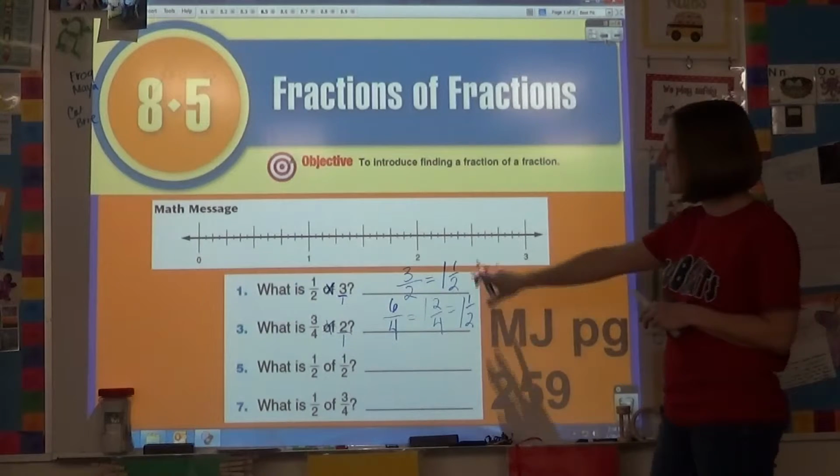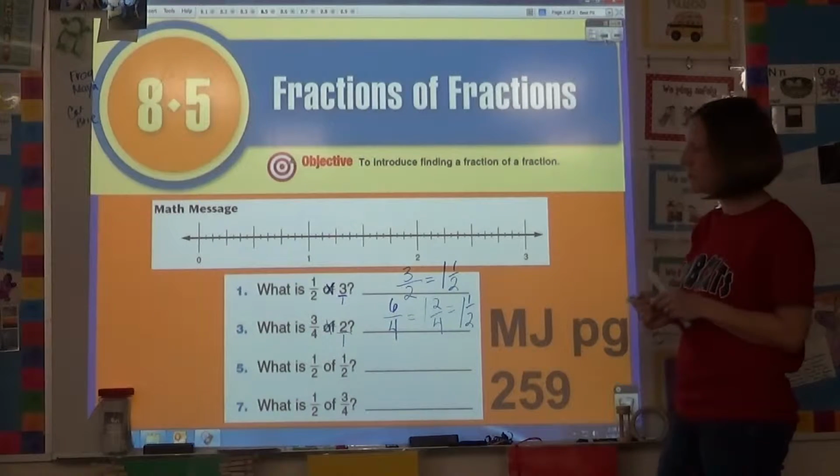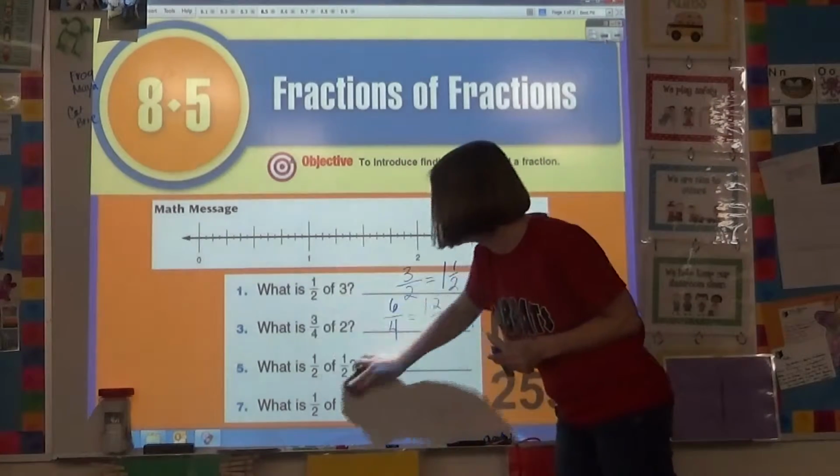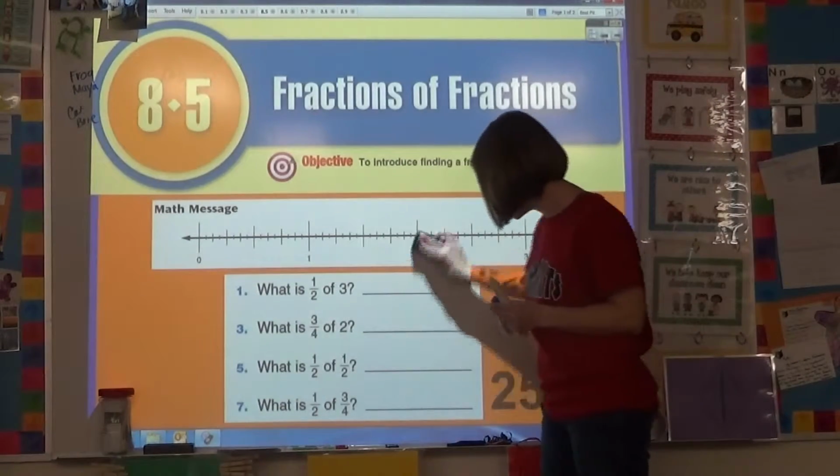Okay, so you can continue those. You can use the number line to help you if you need more of a visual to do that. But let's take a look at why or how that works on the next page.